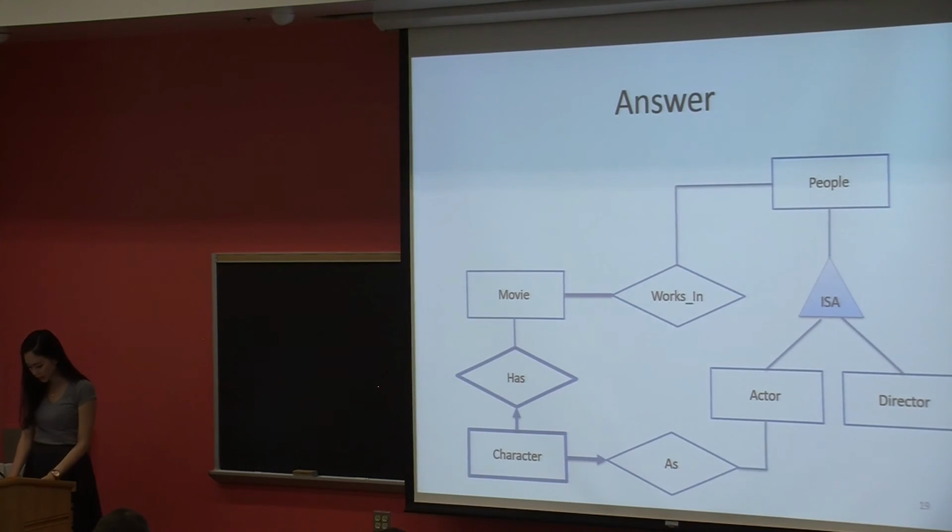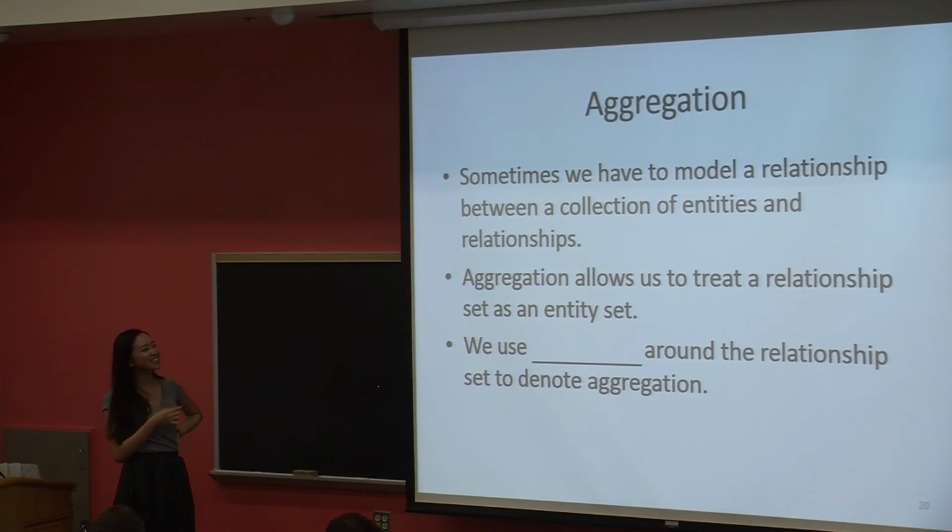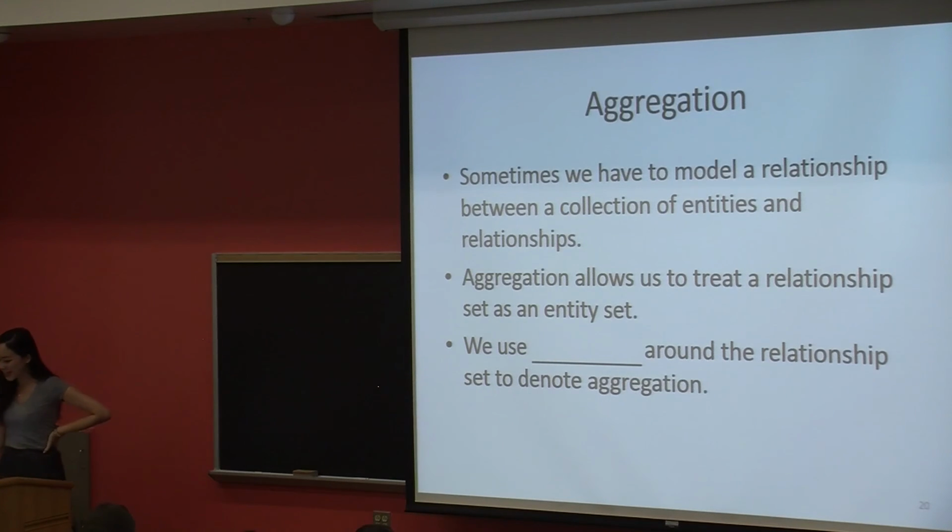Let's go to the very last concept that we'll learn for the ER diagram. That's called aggregation. Ignore that. Okay, so the last concept we want to talk about is aggregation. Sometimes we have to model a relationship between a collection of entities and relationships. So far it sounds confusing. Aggregation allows us to treat a relationship set as an entity set. I'll show you how it looks later. If we want to denote aggregation, we use a dashed box around the relationship set. Sounds still vague.